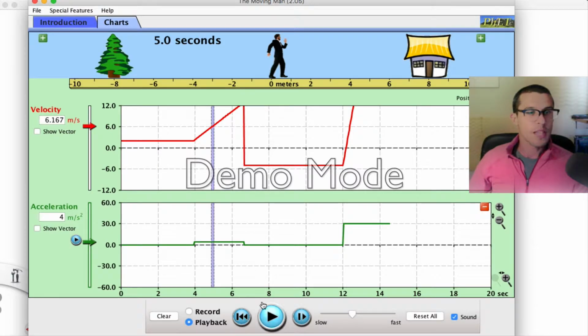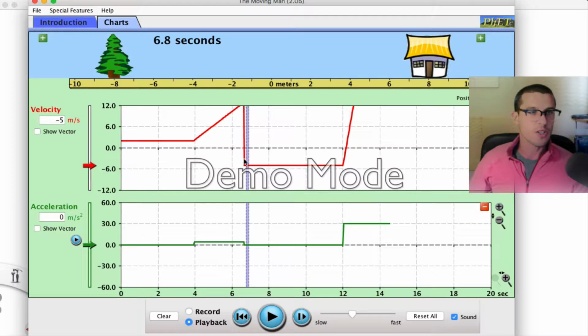Right. So then it drops down. Now he's going to go back with a constant velocity, so they show that in the graph by just a straight line down. This doesn't happen in real life because you have to slow down and turn around at some point. You can't just stop unless you hit a brick wall.